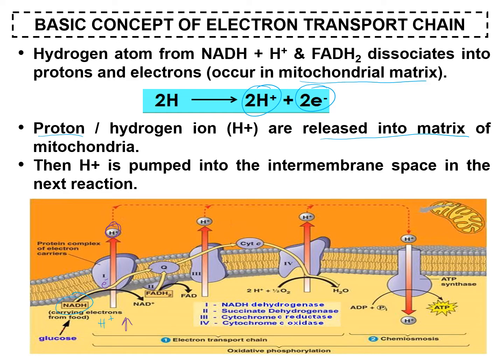So NADH releases the hydrogen, then the hydrogen dissociates into proton and electron. The electron will be passed to the ETC, while the hydrogen ion, the proton, will be released into the matrix. So the concentration of the hydrogen ion will increase in the matrix of mitochondria. This will induce a facilitated diffusion from the matrix of mitochondria into the intermembrane space.